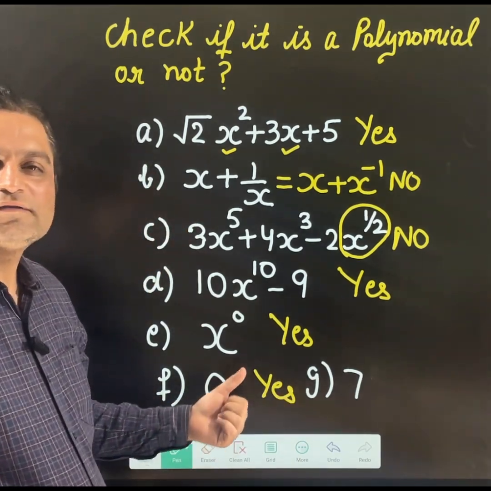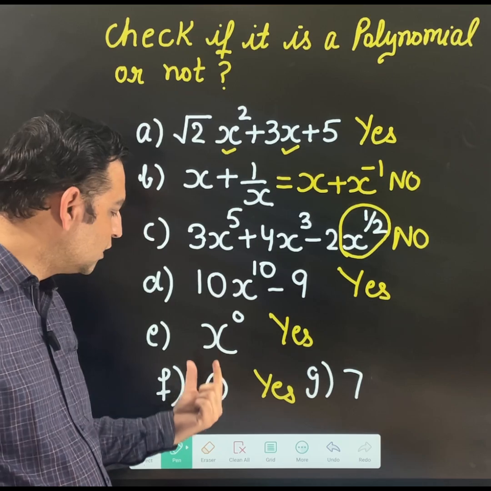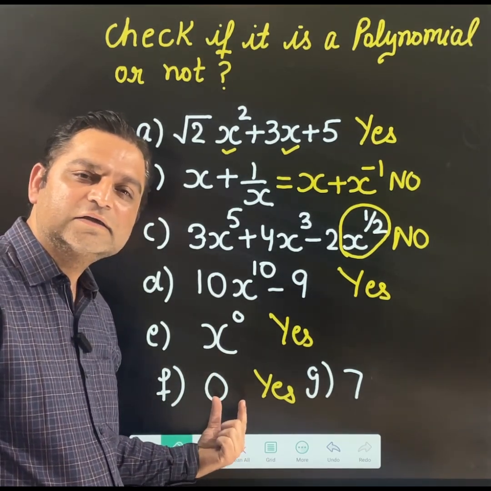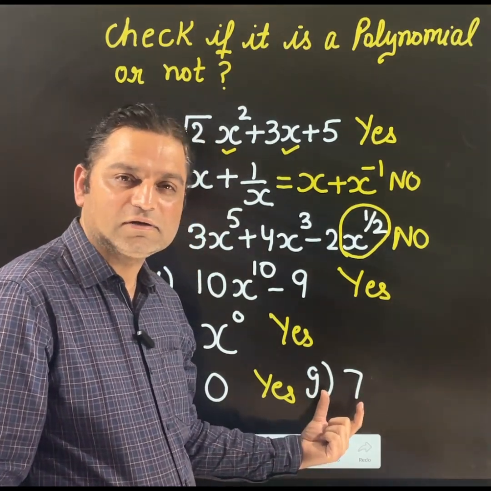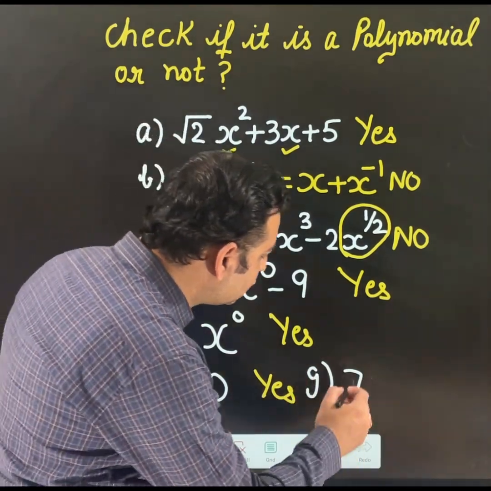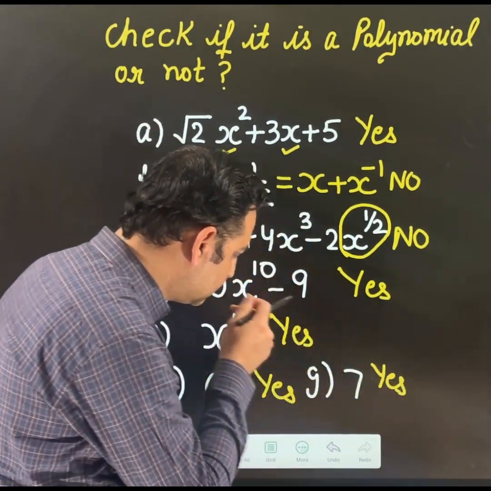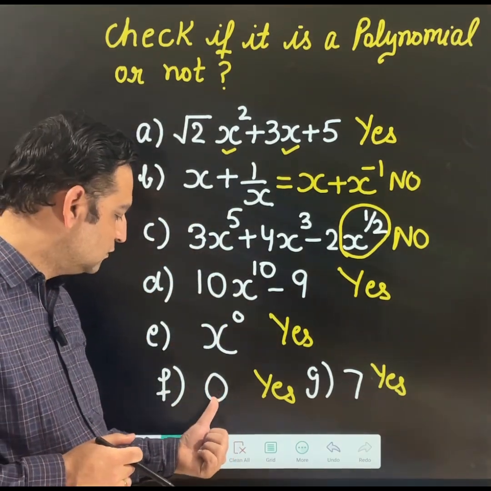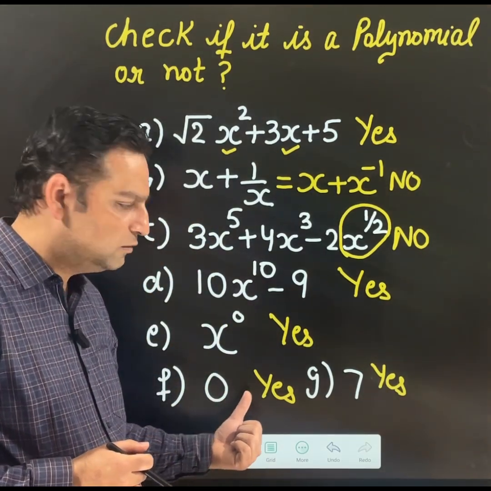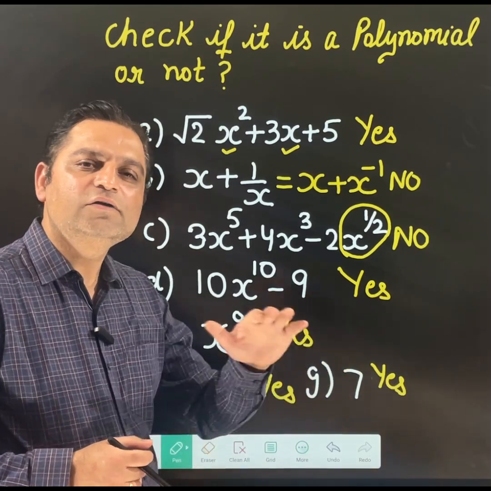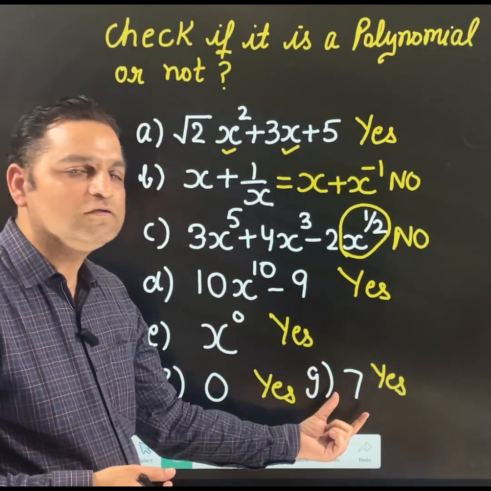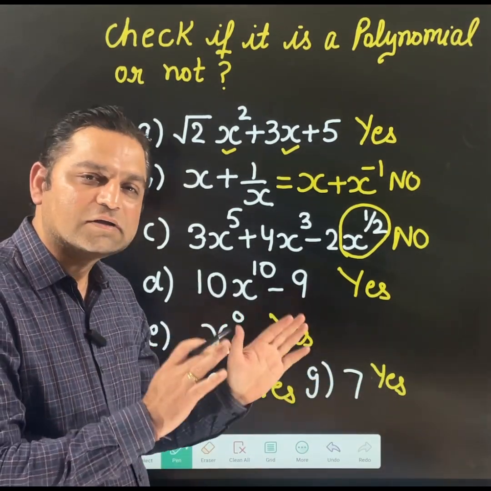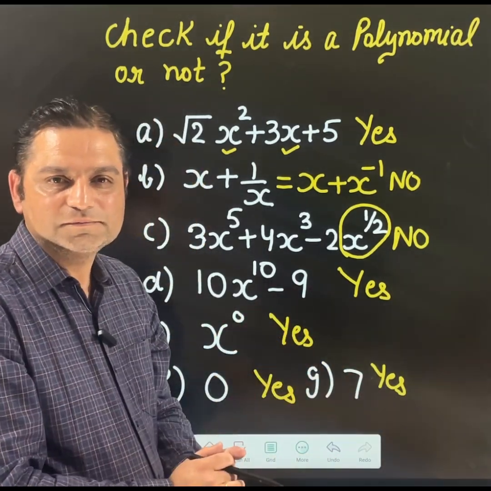This is actually known as zero polynomial. What is the name of this? Do remember, it is zero polynomial. And G part 7, it is known as constant polynomial. This is also yes. There are separate names for this. 0 means zero polynomial. Other than 0, if any constant value is coming, 1, 2, 3, 4, 5, 7, anything, then it is known as constant polynomial. But yes, this is a polynomial.